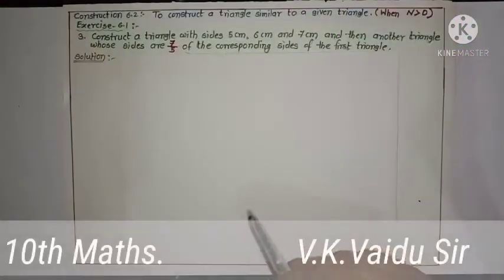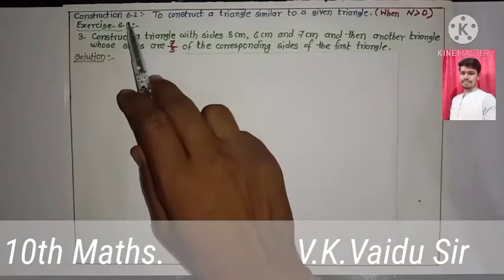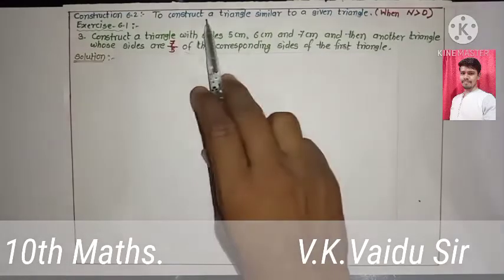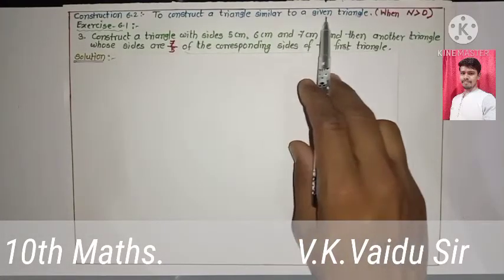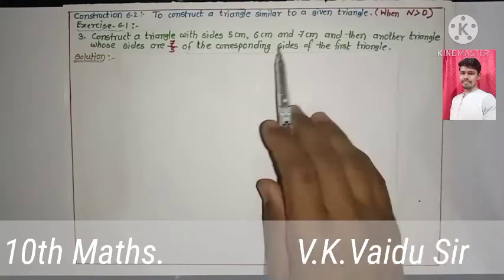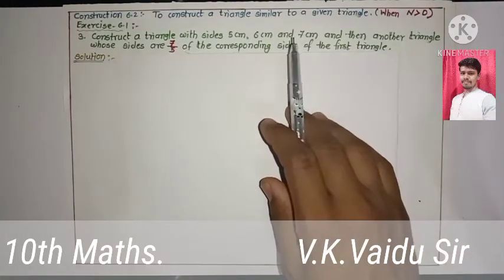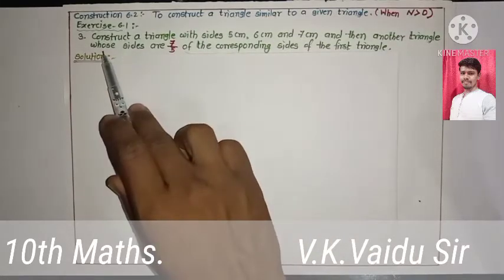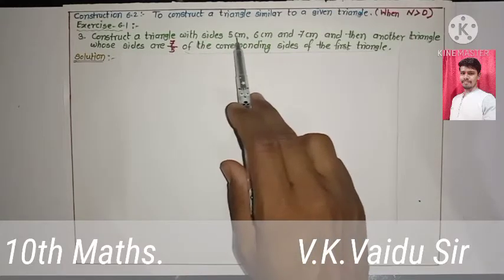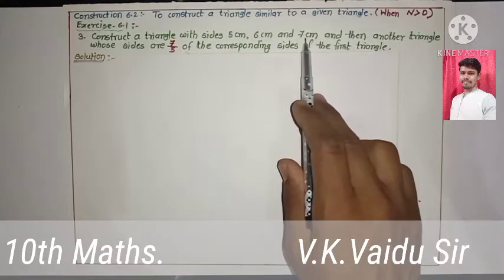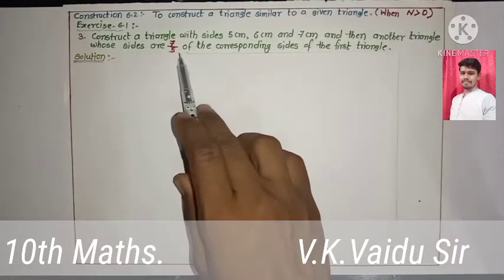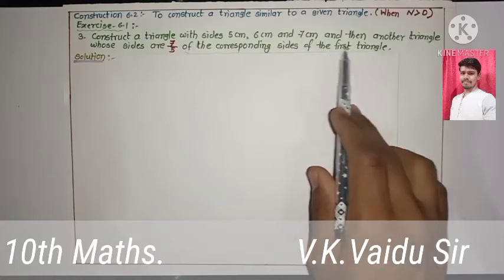We have already started the construction chapter. Now we are discussing construction 6.2, the type B construction. It means constructing a triangle similar to a given triangle when the numerator is more than the denominator. For this example I took the third question from your exercise 6.1: construct a triangle with sides 5 cm, 6 cm and 7 cm, and then another triangle whose sides are 7 by 5 of the corresponding sides of the first triangle.